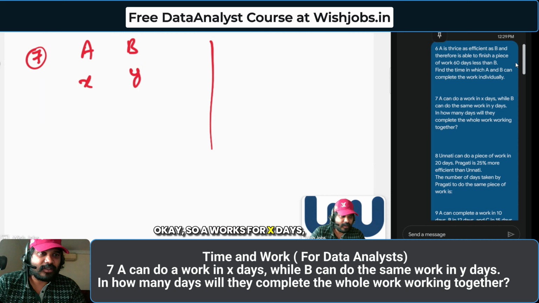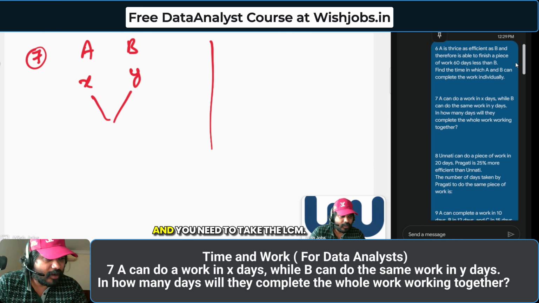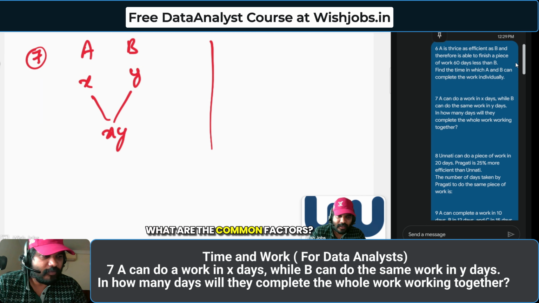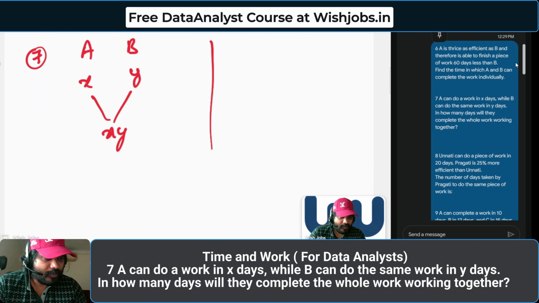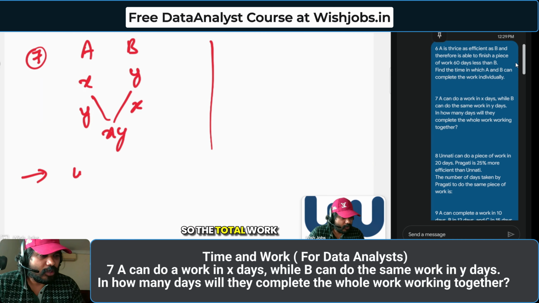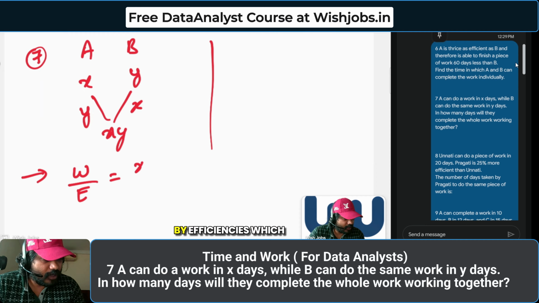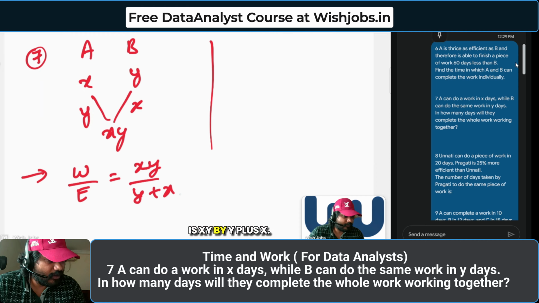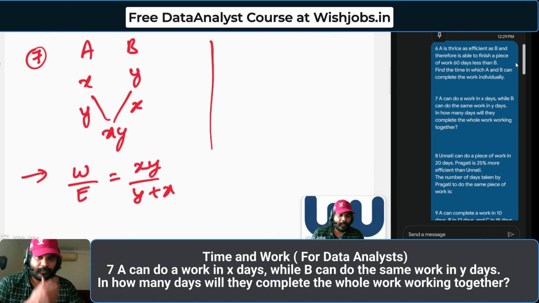So A works for X days, B works for Y days, and you need to take the LCM. You don't know the LCM, what are the common factors? You can write XY. It works for X days and work done is XY, the efficiency would be Y. And if the time is Y and the work done is XY, the efficiency would be X. So the total time would be work done by efficiencies, which is XY by Y plus X. Clear? Any doubt?